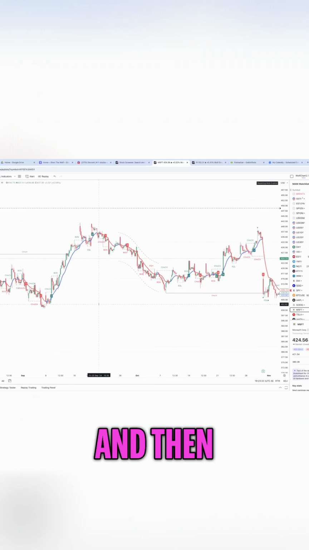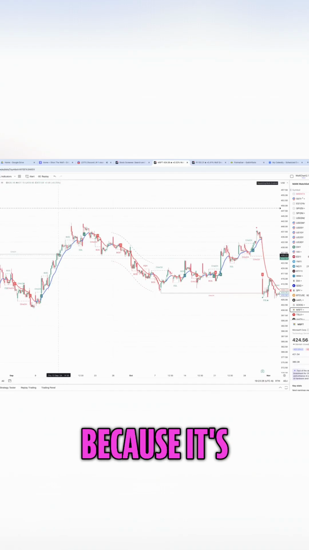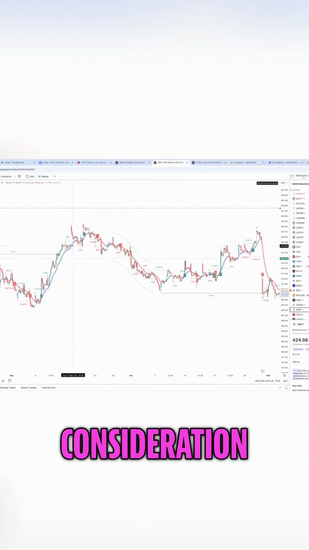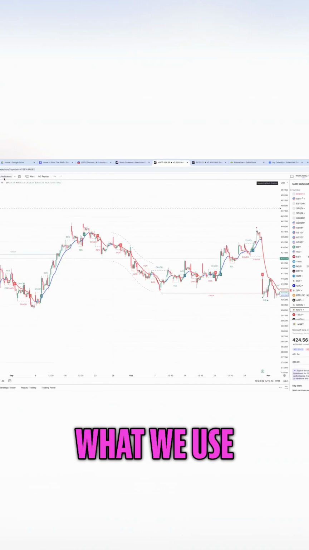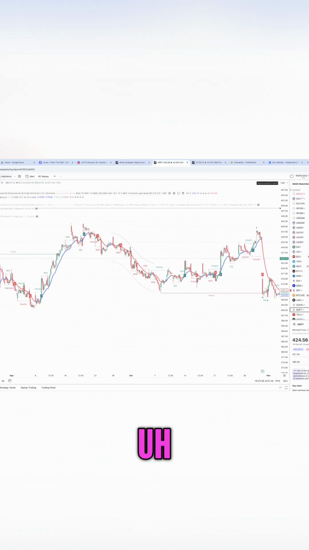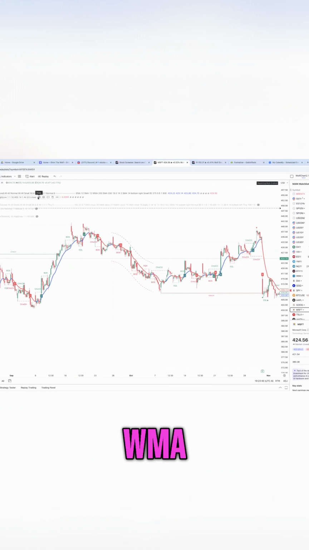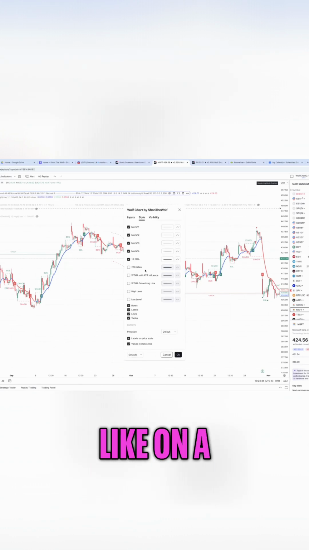So we use the 12 and just keep getting used to hearing the term short term trend detection and then long term trend detection, right? So the 12 is our short term trend detection system because it's only taking into consideration the past 12 candles. What we use to detect the long term trend is the 200 WMA, which is the weighted moving average. And I'm gonna show you what that looks like on a chart.